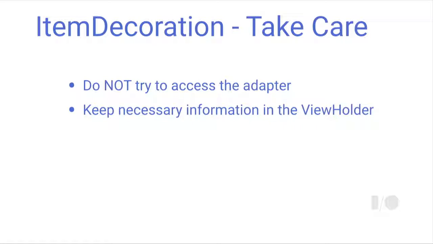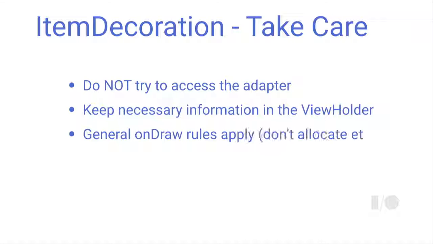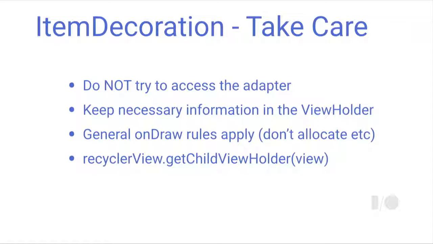The item decoration can access the view holder at will because the view holder is data about what's being displayed on screen right now. And again, the general rules around drawing apply. This is a pretty hot code path. Ideally, this is being called 60 frames per second if everything's going right. So try not to allocate memory, do anything too expensive, and so on and so forth. You can always go ahead and use the RecyclerView getChildViewHolder method to get the view holder for a particular child view that's attached to the RecyclerView at the time.